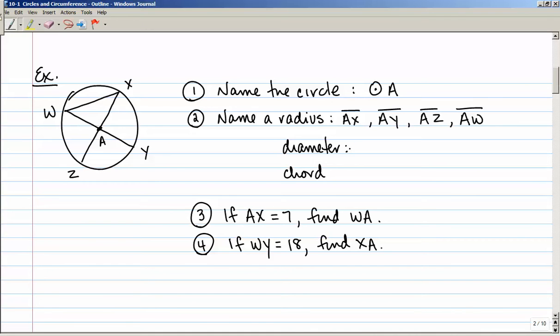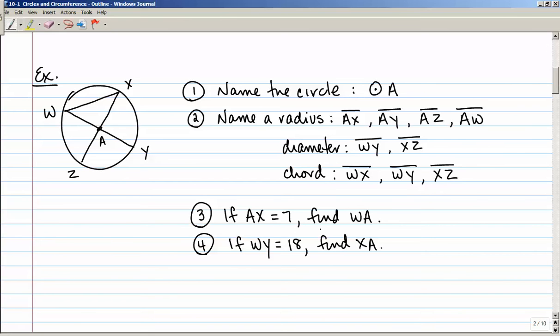Name a diameter. Actually, the circle has 2 diameters, WY and XZ. And let's name a chord. The obvious one would be WX, this chord that goes across the top here. But remember, diameters can also be chords. So WY and XZ.